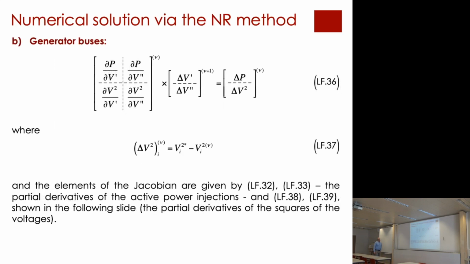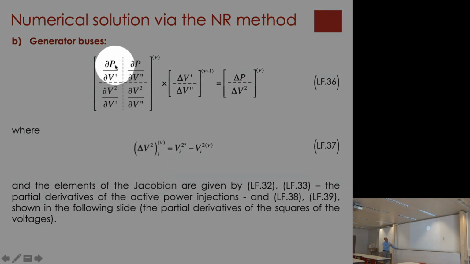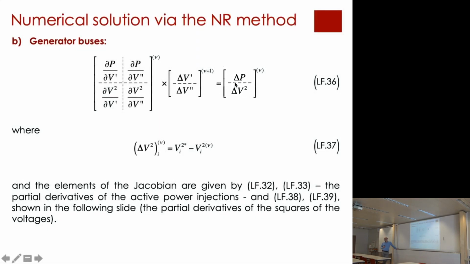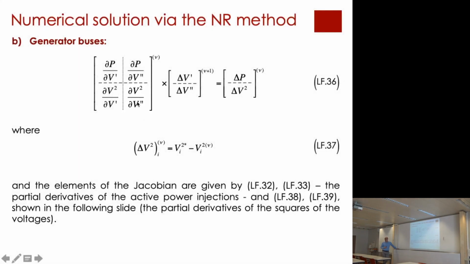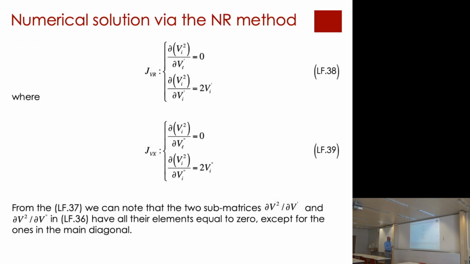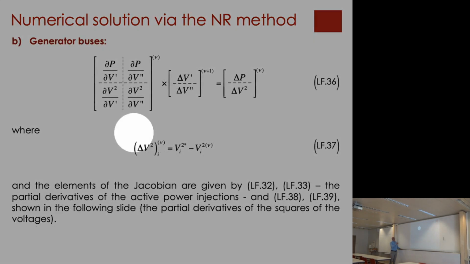Generation buses. In the generation buses, what do we have? The known quantities are the active power P and the voltage module, in particular the square of the voltage module. So I have to express dP over dV prime and dP over dV second, the partial derivative of the injected power with respect to the real and imaginary part of the voltage, and the module of the voltage squared as a function of the real and imaginary part of the voltage itself. This second row is very simple to compute, so I don't write this one.